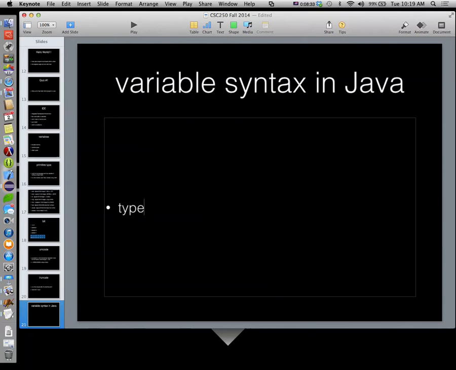All right, so variable syntax. We have type followed by variable name, optionally equals value. So here, I'll write this. I'll just do it a couple different times. So I'll say type var name, type var name equals value. So these are two different ways of defining. So this is variable definition. Okay? And we'll see examples of both of these.